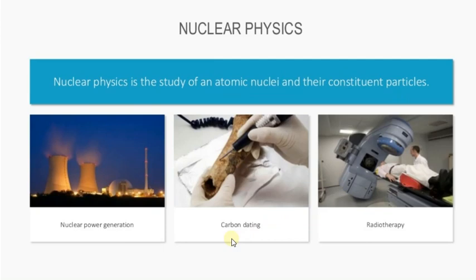Nuclear physics, also a part of modern physics. Nuclear physics is the study of atomic nuclei and their constituent particles. For example, nuclear power generation, in which uranium is used to produce electricity. Carbon dating is basically the process by which we can estimate the age of a bone. Radiotherapy. They are also a part of nuclear physics.